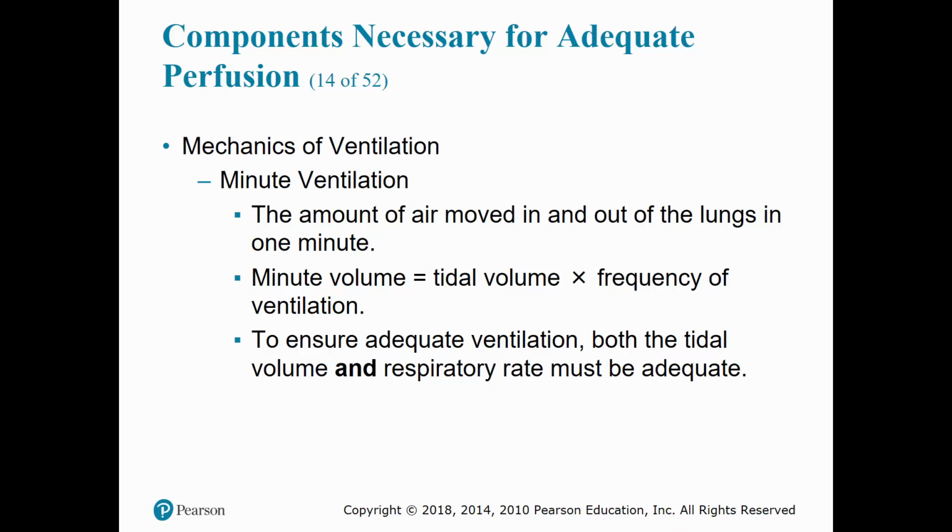An average sized adult has an average tidal volume of about 500 milliliters and approximately 12 breaths per minute. Thus, based off of the formula that we've just discussed, the minute ventilation will be calculated as what? Right, 500 times 12, which equals what? Right, 6,000 milliliters or 6 liters per minute.